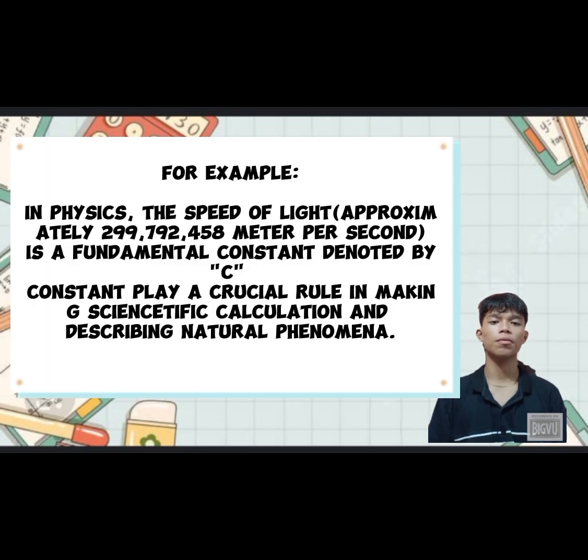For example, in physics, the speed of light, approximately 299,792,458 meters per second, is a fundamental constant denoted by C. Constants play a crucial role in making scientific calculations and describing natural phenomena.